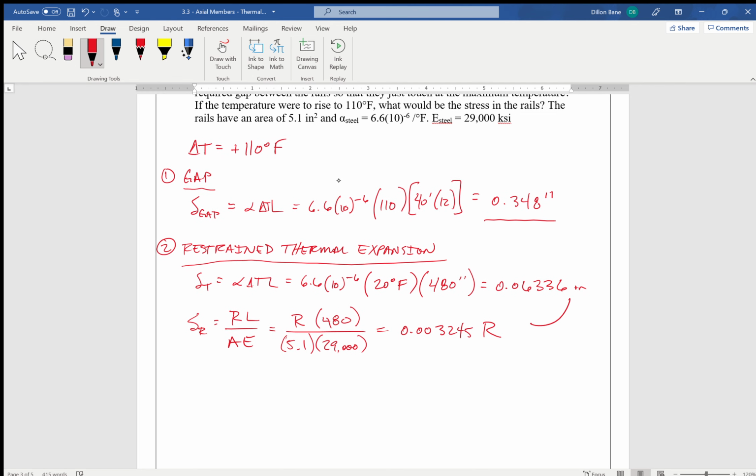So we set these two values equal to each other, and we solve for R. We take 0.06336 divided by 0.003245, and we get 19.52 kips.